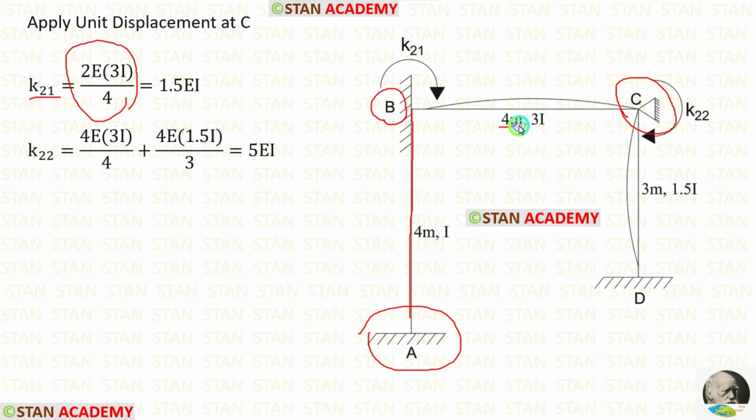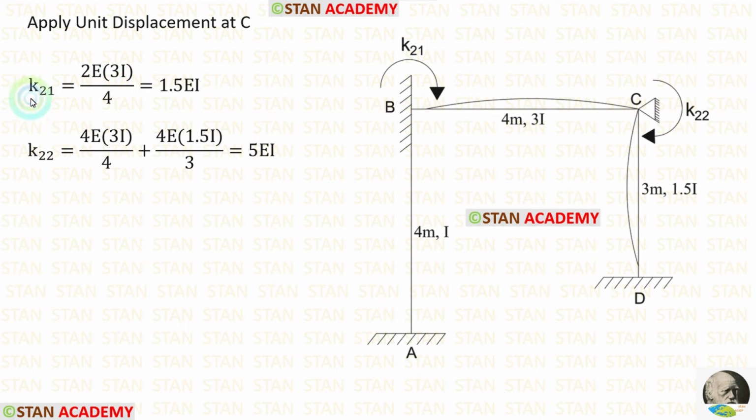Length of CB is 4. Let us apply that. The moment of inertia for BC is 3I. So instead of I, we have to apply 3I. Finally, for K21, we are getting 1.5 EI. Now let us find K22.